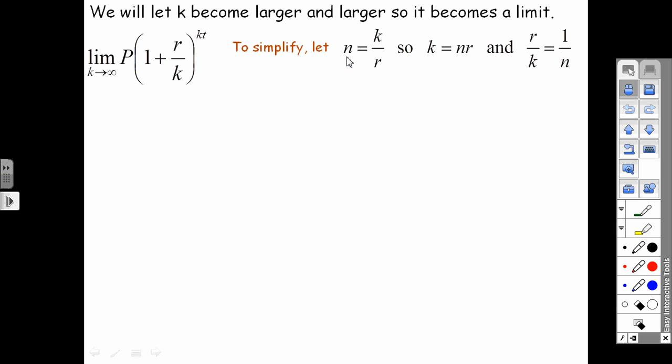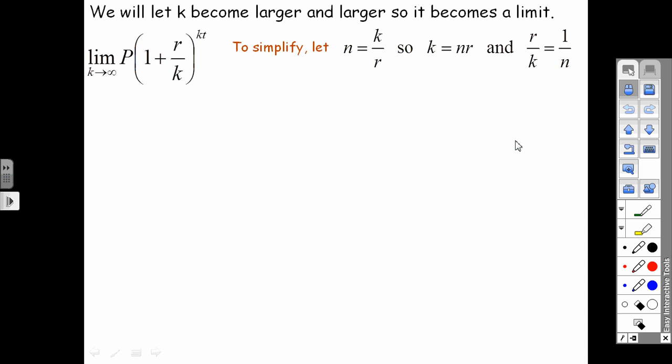So I'm going to introduce a new variable, n, and I'm going to let n be represented as k over r. So what that means is that I can rewrite this equation in two different ways. I can cross multiply and say that k equals n times r, or I can take the reciprocal of this and the reciprocal of that, and I can say r over k is equal to 1 over n.